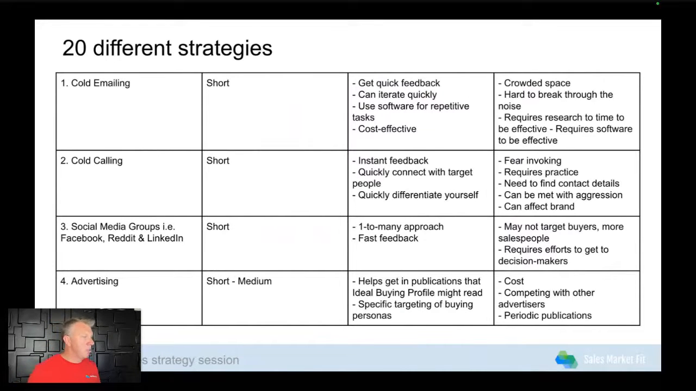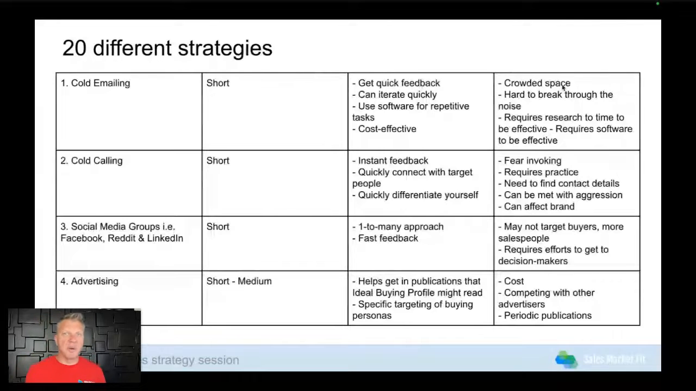So first and foremost we'll talk about the short-term strategies, which is cold email. Now, obviously, it's a short-term strategy. Now, the benefits are, these are the advantages and disadvantages. The benefits are, you get quick feedback. You can iterate quickly.